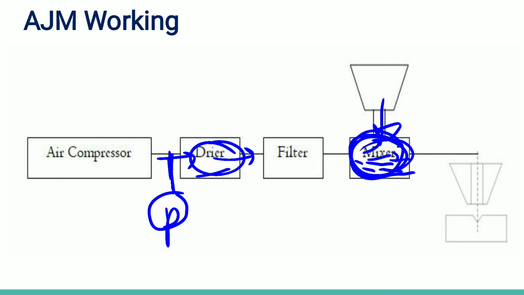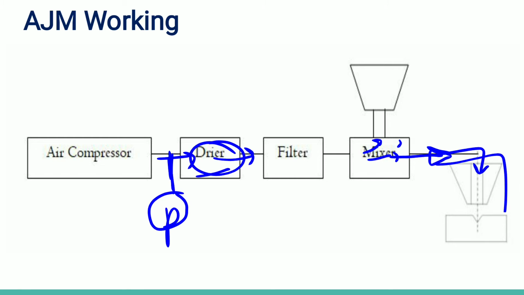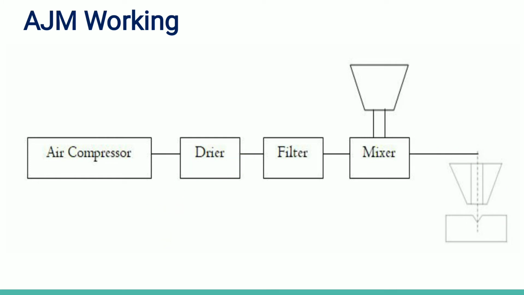When this mixture is formed, it will move. Now it is not just the air but the abrasive particles, at very high velocity. Now they will enter over here, and what happens over here we have already seen in the principle part, so there is no need to discuss it again. So this is basically the simple working of abrasive jet machining.